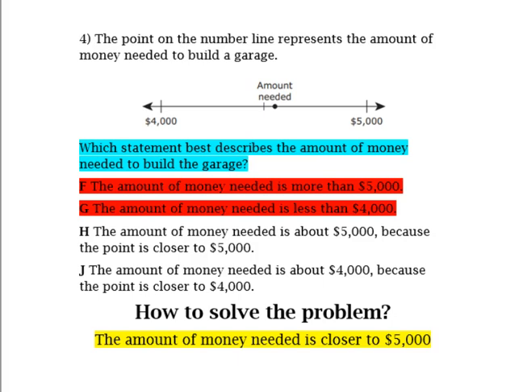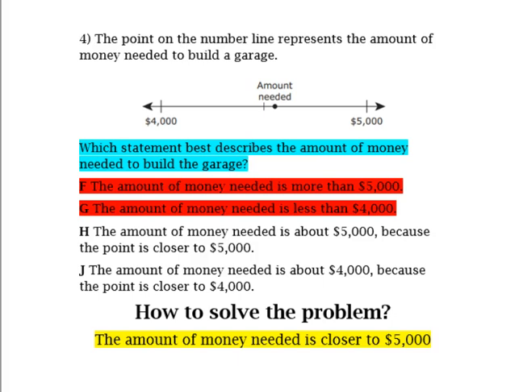Okay, let's see how we can solve the problem. So let's look at our number line. Is it closer to 4,000 or is it closer to 5,000? What do you think? If you said that the amount needed is closer to 5,000, you are correct because we said again that there's a line in between $4,000 and $5,000. So that means that's $4,500. Well, that's closer actually to 5,000, and you can see it on the number line.